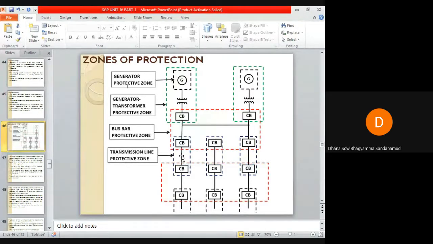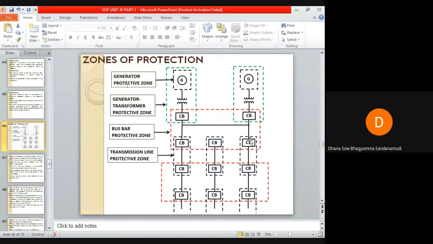Due to overlapping, if you observe here, all these zones are overlapping each other. Since the protection zones are overlapping, if a fault occurs in the overlapped zone, for example where the red and green zones overlap, there are chances of unnecessary tripping of a breaker. Since the fault has occurred in the overlapped zone, some other circuit breaker may unnecessarily open.